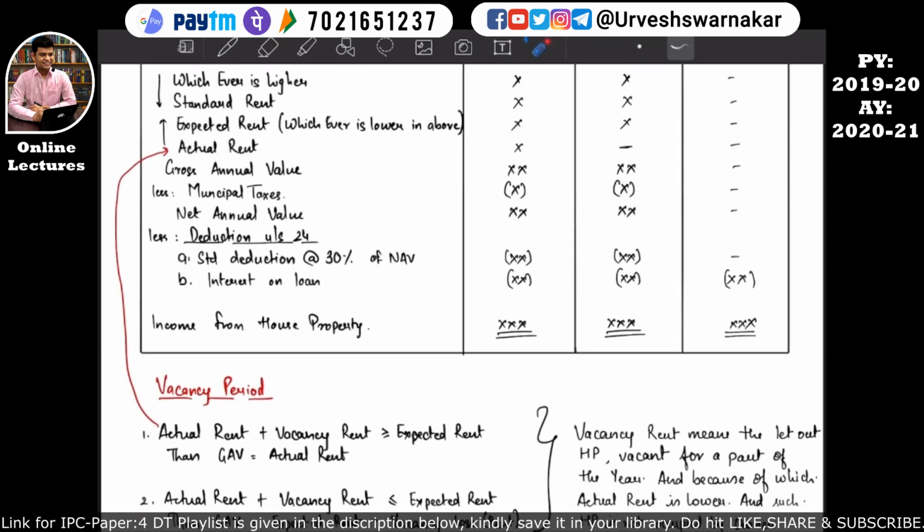So up till here we have finally completed everything about net annual value. On this net annual value there is a further deduction available under section 24. So what is this?